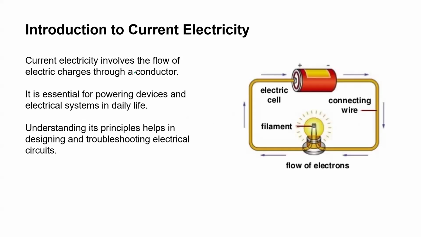So what is current electricity? Current electricity involves the flow of electric charges through a conductor. It is one of the areas of physics, electricity and magnetism, where we talk about how electrical charges flow through a conductor. So the flow of electrical charges through a conductor is what we call current electricity.